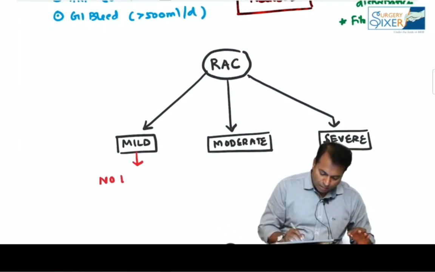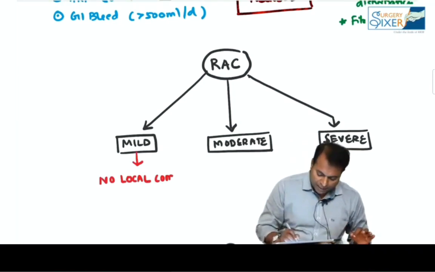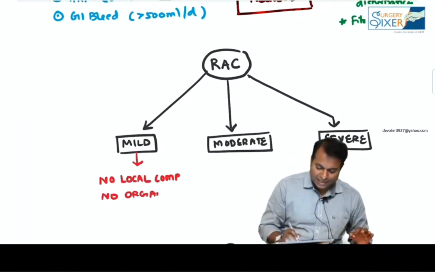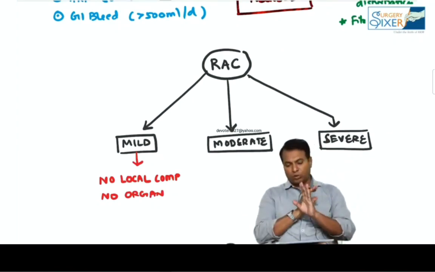There is no local complication. So please remember, no local complication, no organ failure is known as mild. Only there is amylase elevation. That's all. Mild pancreatitis: no local complication, no organ failure.